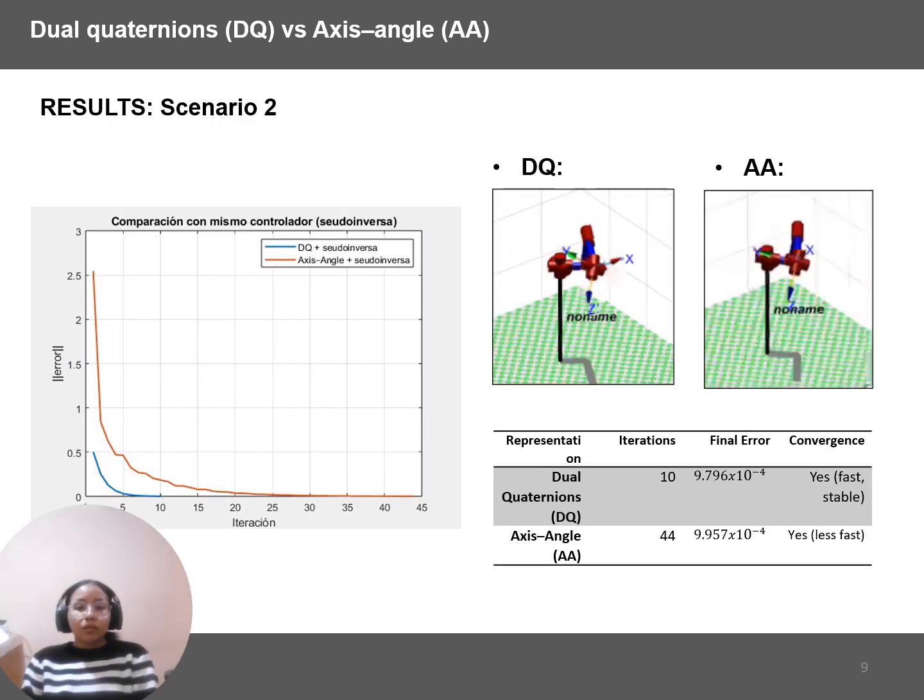In scenario two, the motion is small. Both controllers converge, but look at the differences. Dual quaternion starts with a small initial error of 0.5 and converges smoothly in 10 iterations. Axis angle starts with a much larger initial error of 2.6, decreases slowly, and needs 14 iterations, more than 4 times the effort of dual quaternion.